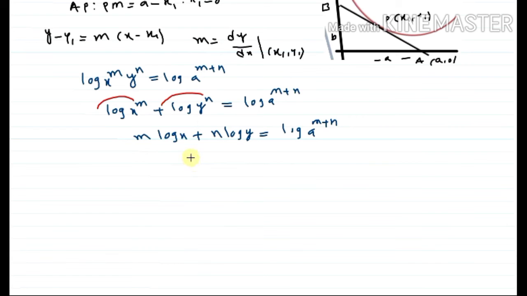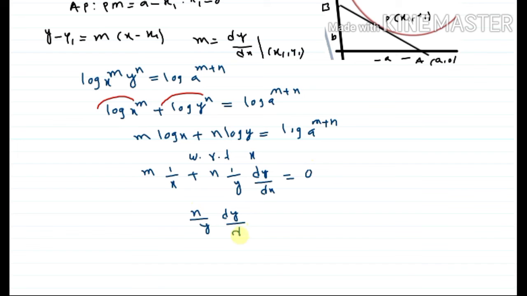Now differentiate both sides with respect to x. So here m as it is, log x derivative is 1 by x, plus n as it is, log y derivative is 1 by y, dy by dx, is equal to derivative of constant, which is 0. So here n by y dy by dx is equal to minus m by x, or dy by dx is equal to minus my divided by nx.